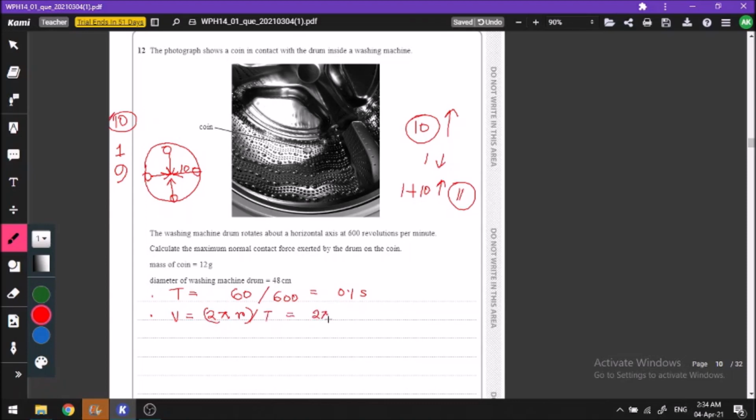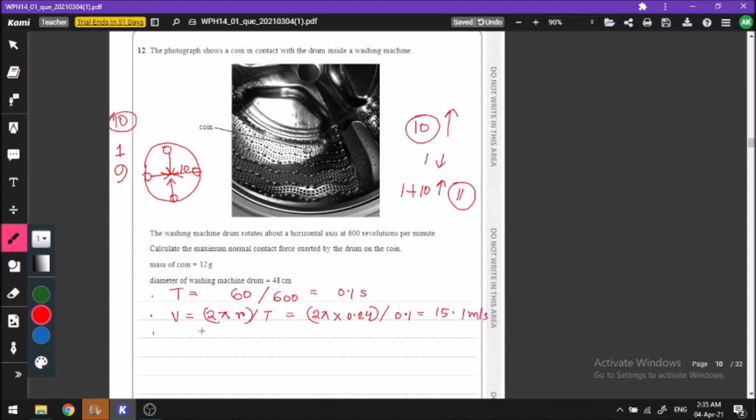So 2 pi r. Do we know the radius? We know the diameter. This is the diameter, not the radius. So in order to make it the radius, you have to divide this by 2. And in order to make this meter, you have to divide by 100. So you have to do two things. You have to divide by 2 to convert this diameter into radius, then divide by 100 to convert the centimeter into meter. That gives me 0.24 meters of radius divided by the time period, the one that we just found a while back, 0.1. That will give you the linear velocity of 15.1 meters per second.